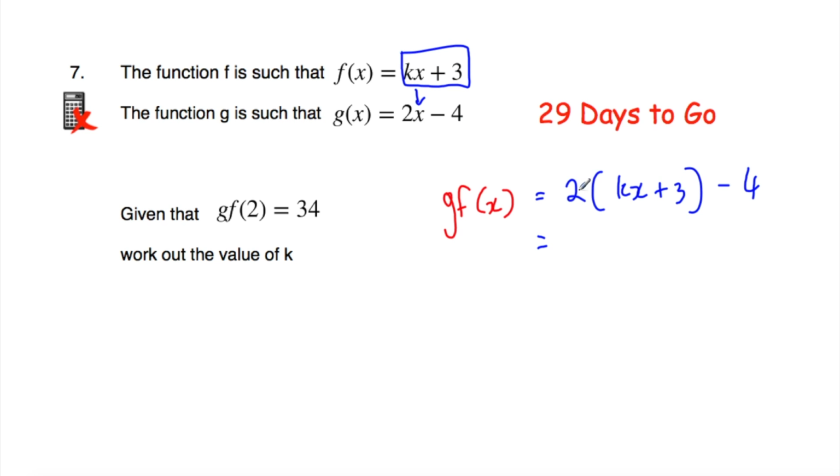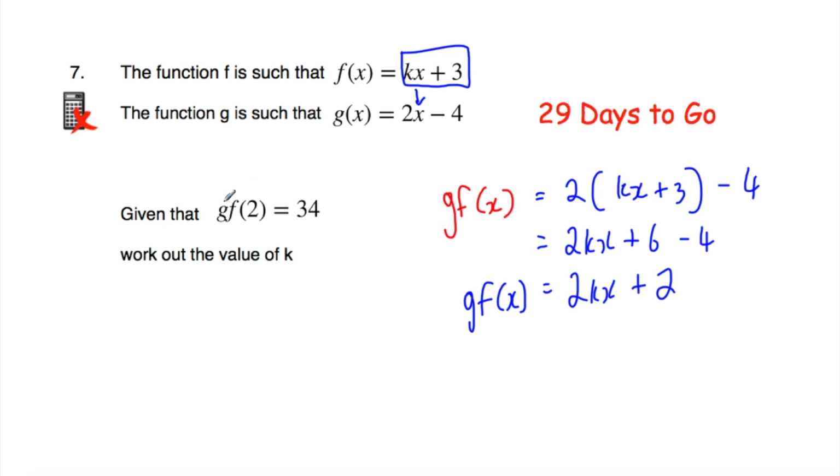Now let's expand our brackets. 2 times kx would be 2kx. 2 times 3 would be plus 6, and then we've still got our minus 4. So that would give us 2kx, and then 6 take away 4 is 2, so plus 2. So that means that gf of x is equal to 2kx plus 2.